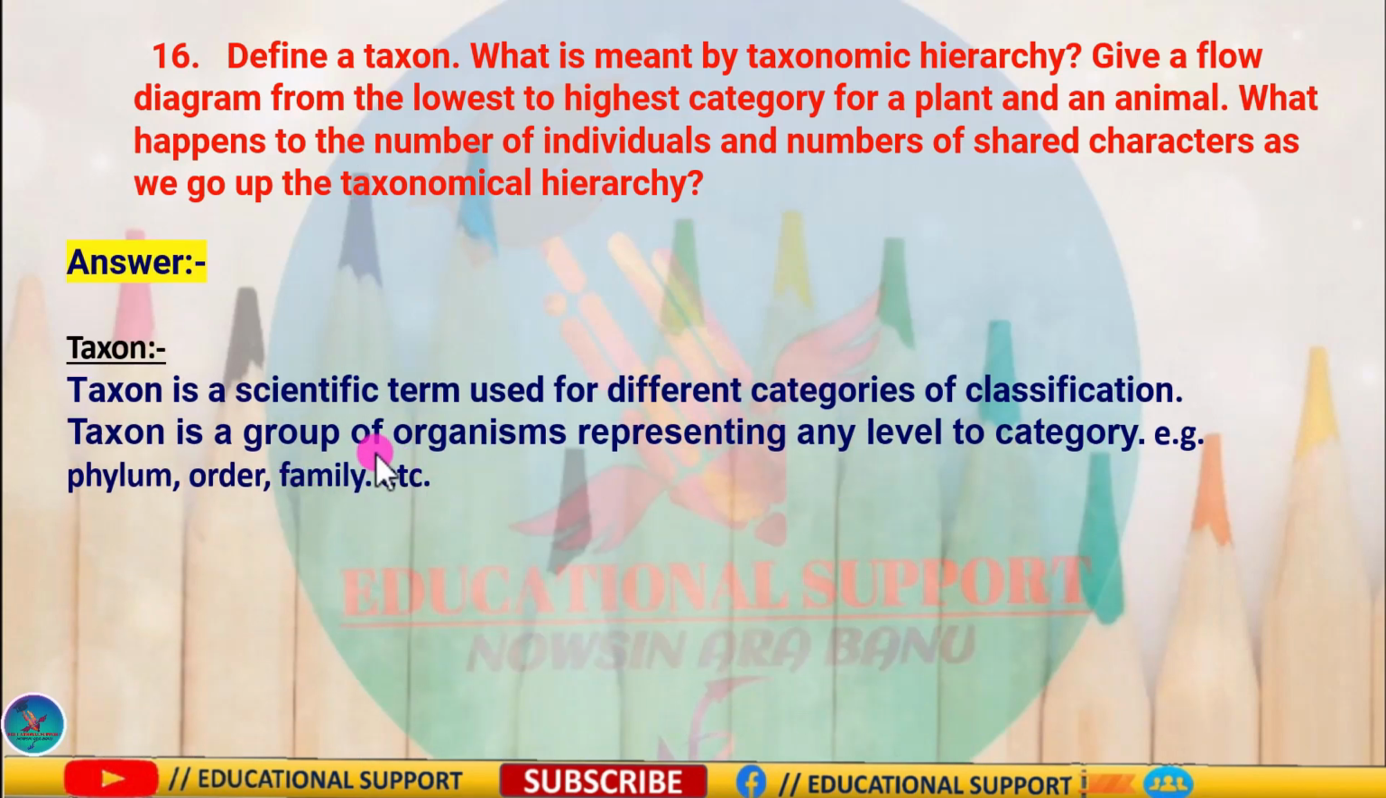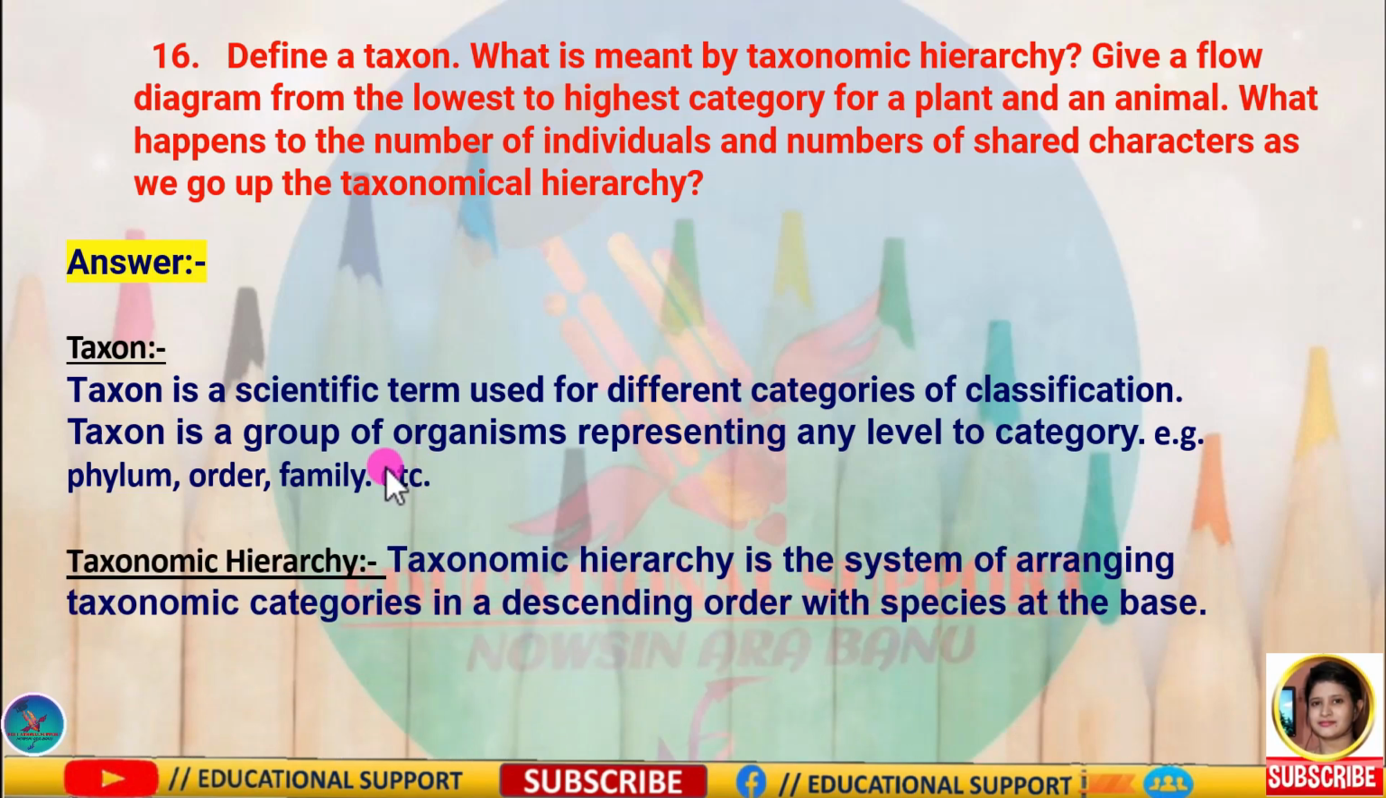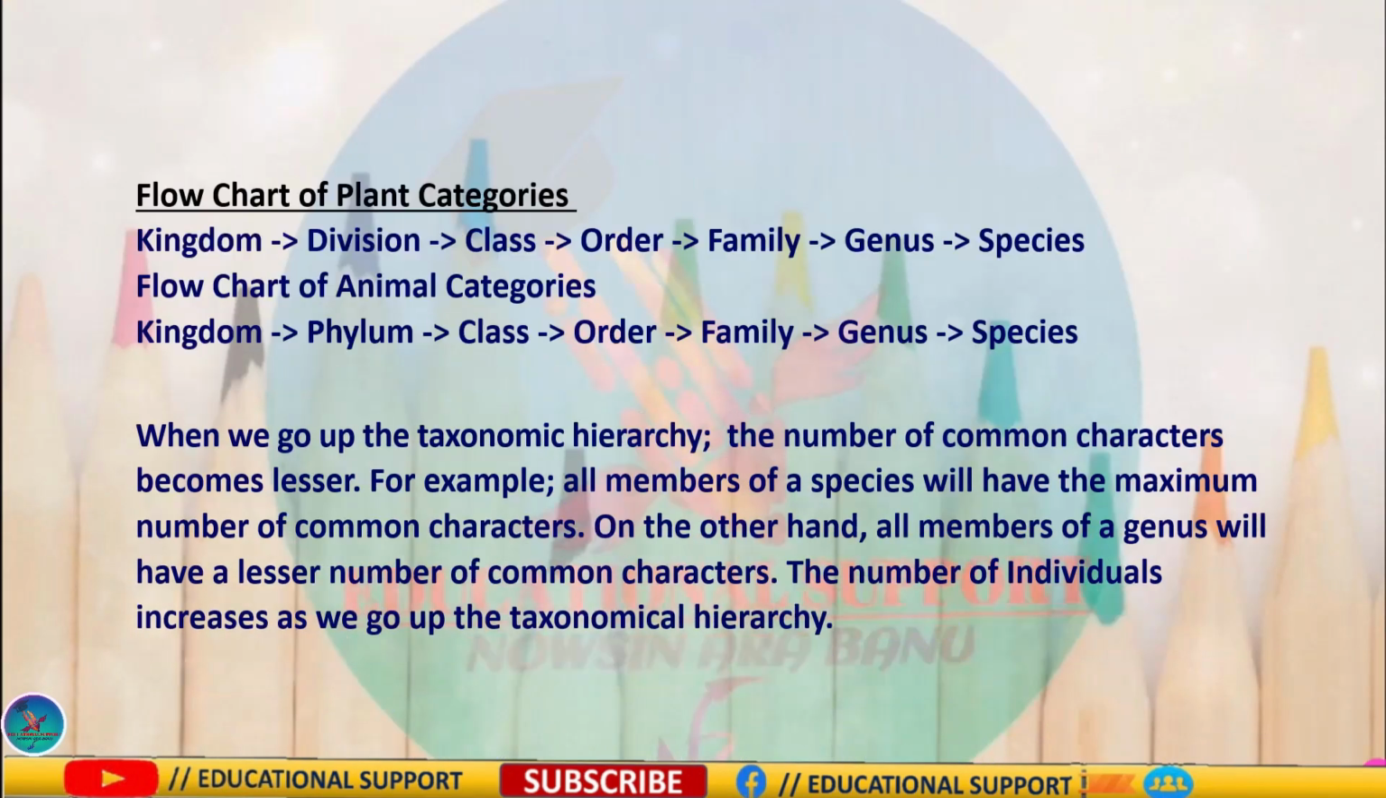A level of biological classification is called a taxon. For example, phylum, order, family, etc. In taxonomic hierarchy, different taxa have their own different ranks. This means that a particular taxon will come only after another particular taxon. So, for example, species always comes after the genus and it can never be the other way around. So, here is the flow chart.